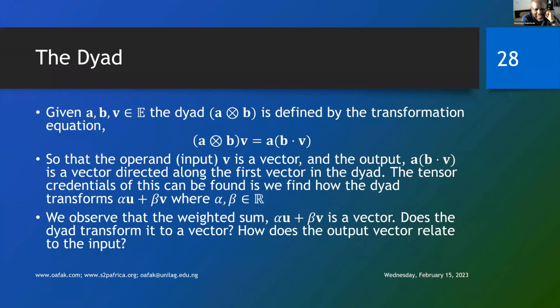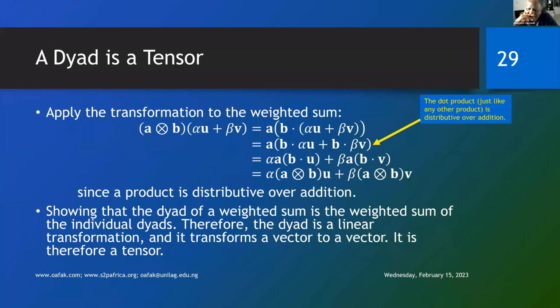The tensor credentials of this can be found if we find how the dyad transforms alpha u plus beta v, where alpha and beta are real numbers. We observe that the weighted sum alpha u plus beta v is a vector. Does the dyad transform it to a vector? How does the output vector relate to the input? If it transforms a vector to another vector, we want to know whether the transformation is linear. That's what we are going to check. So apply the transformation to the weighted sum.